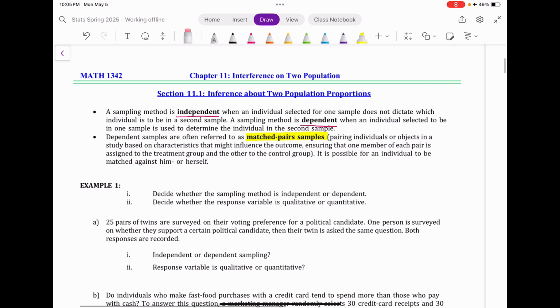This would be something like twin studies, where you sample maybe one person and then the second person you choose is their twin. This could be a husband and wife study, studying, do husbands and wives have differing opinions about various issues. This could be something where siblings, like brother-sister relationships, are studied.